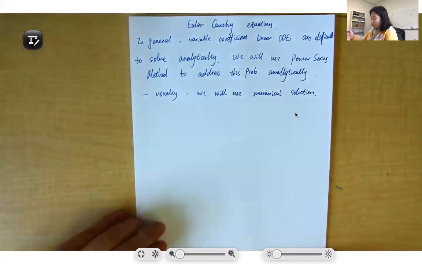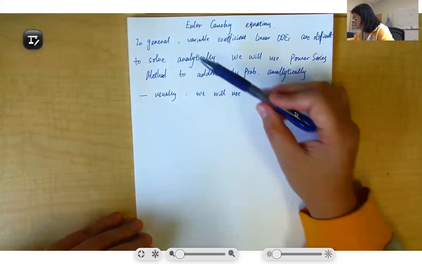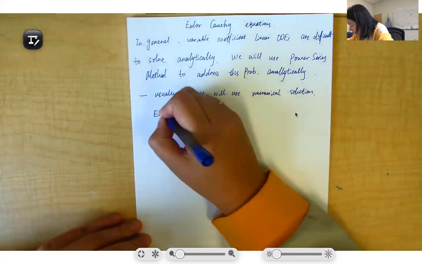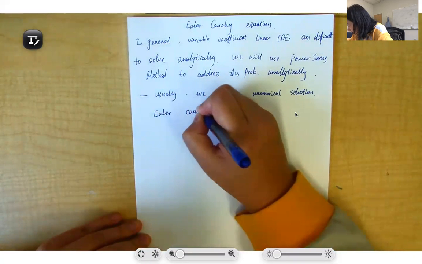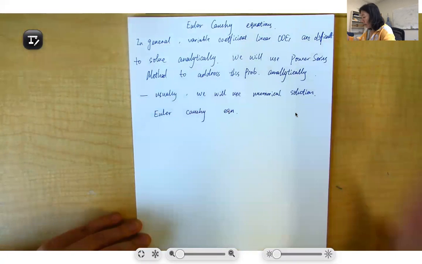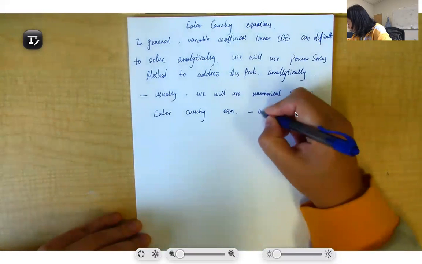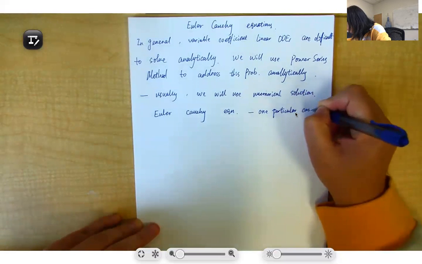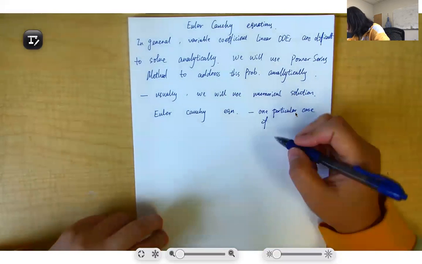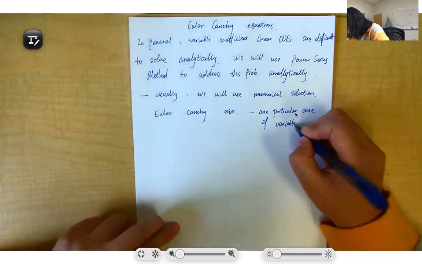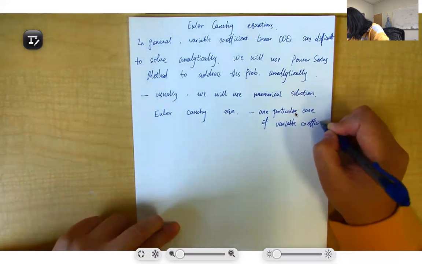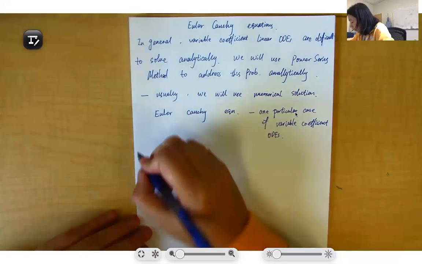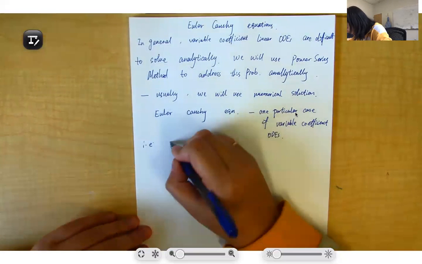Okay, and one particular type of this variable coefficient linear ODE is called Euler Cauchy equations. This is one particular case of variable coefficients ODE. And we will take a second order equation as a study case.